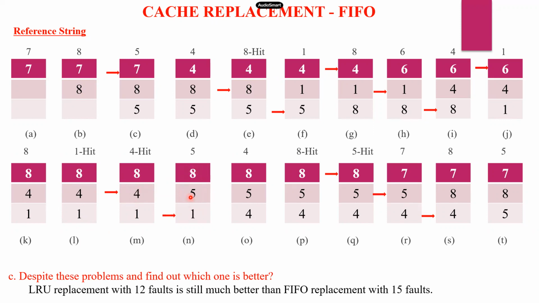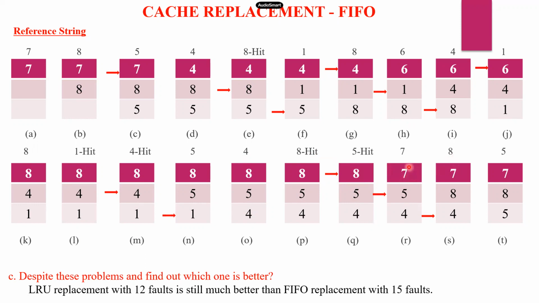Again the slot is filled. The new data is 4, not available in the page frame. So instead of 1, 4 will be placed. Then the new data is 8, already available in the page frame. So hit occur. Again another data 5, already available. So hit occur. The 7 is not available in the page frame. So which one entered first? The 8 will be removed. Instead of 8, 7 will be placed.